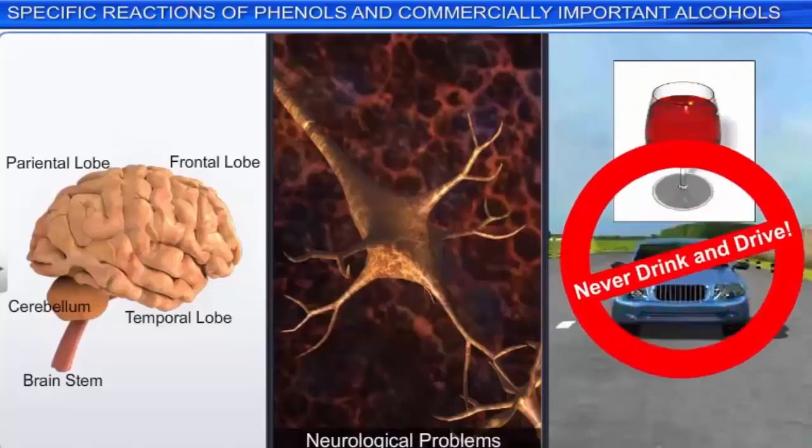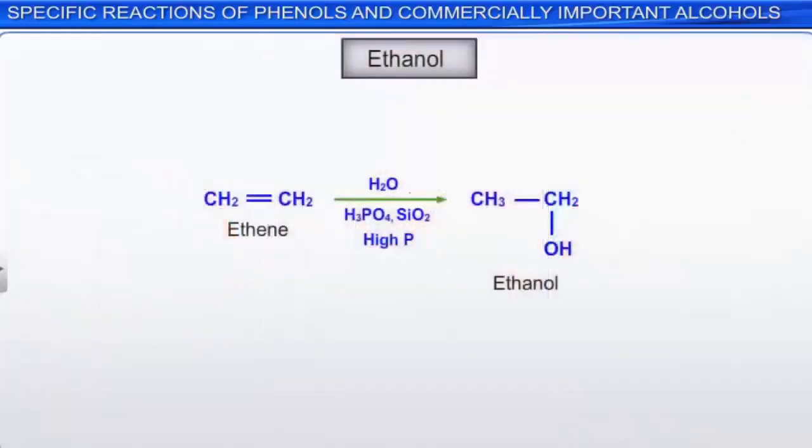To prepare ethanol on an industrial scale, ethene is reacted with steam. This reaction requires high pressure and a phosphoric acid catalyst on a silicon dioxide support. The overall reaction shown here is an oversimplification of the actual process used.